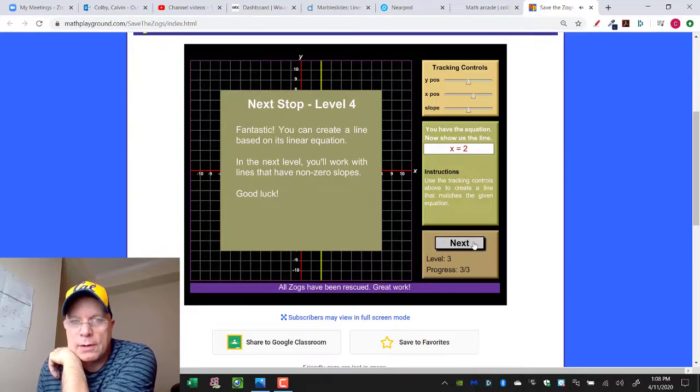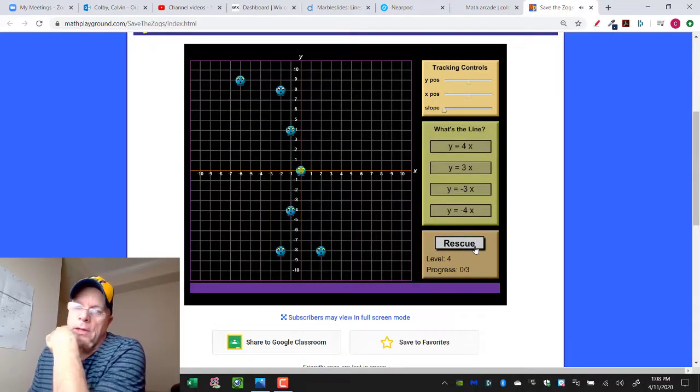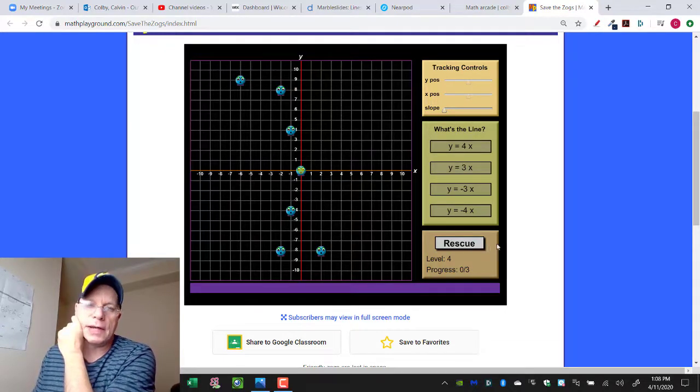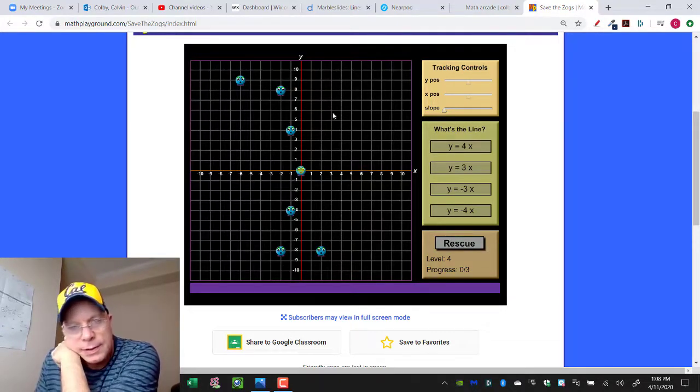Level 4. Now level 4, now no more vertical or horizontal lines. Now we have lines with slopes. And I'll be honest, here's the first line I saw. That's the first line I saw.